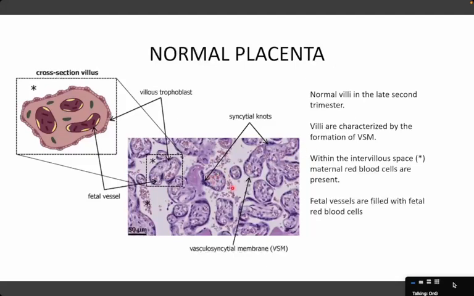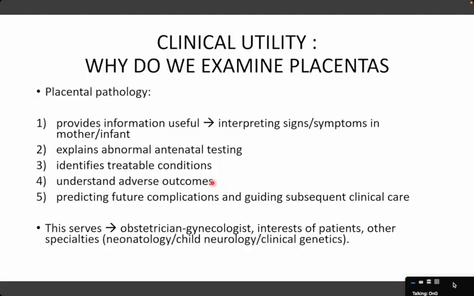This is just showing a cross section of a normal term villi, and you can see that you've got the vessels opposed to the edge of the villi, which are called vasculosyncytial membranes. You'll see that on your report. It's a feature of a normal terminal villus. Okay, Gamma went through that.